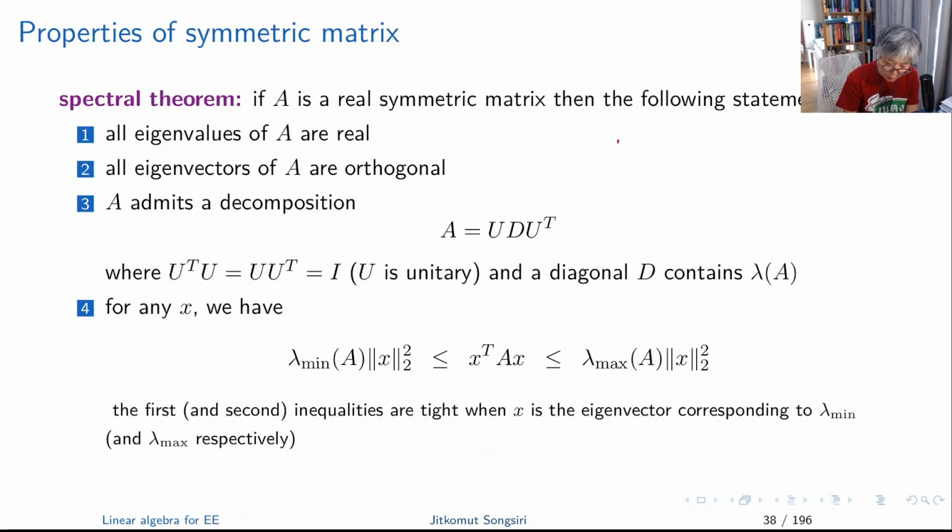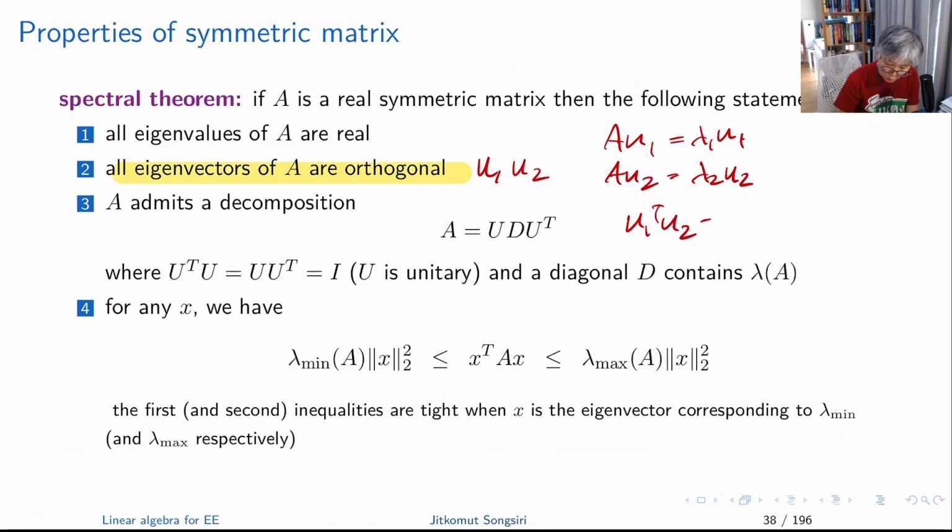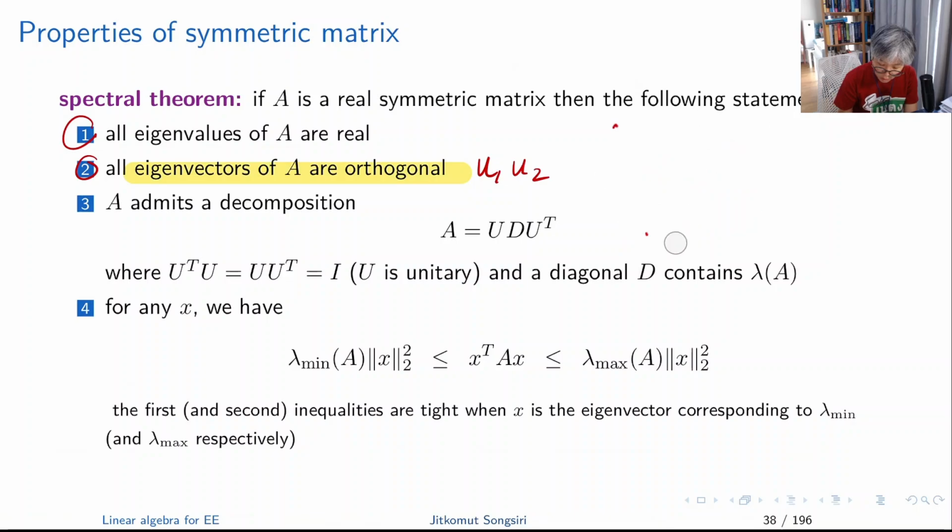Okay. Secondly, eigenvectors are orthogonal. Orthogonal means that suppose you have U1 and U2 that are eigenvectors according to this. Orthogonal means U1 transpose U2 equals 0. Okay. We're gonna prove bullets 1 and 2 in detail, but let me just point out the results of that.